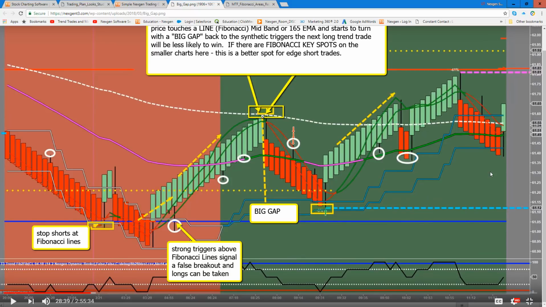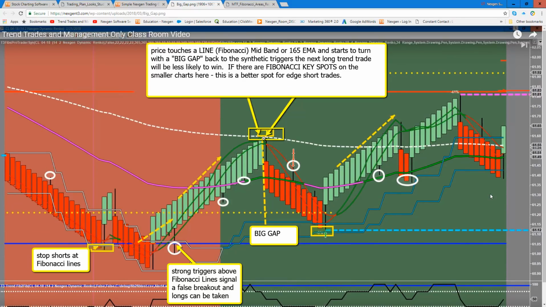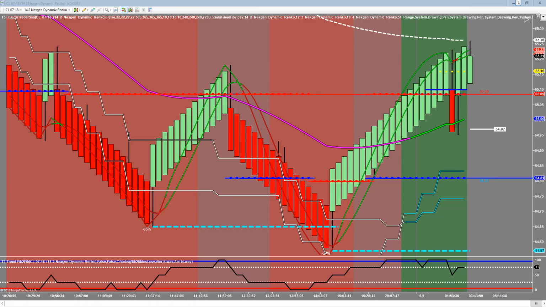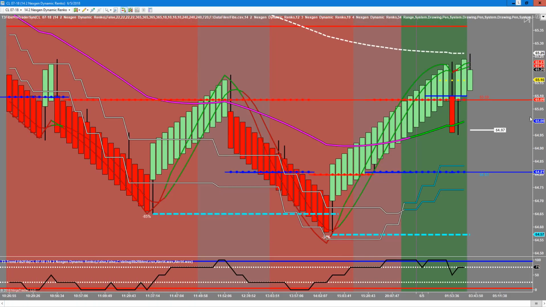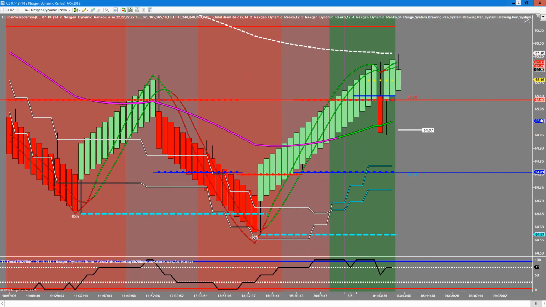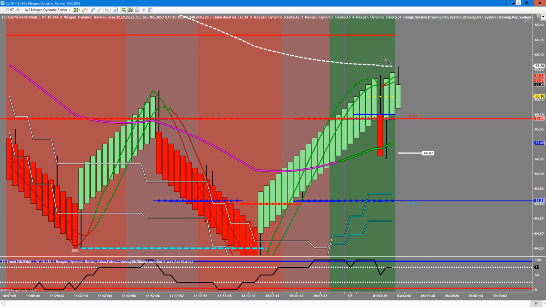whenever an area gets hit, such as 165 EMA, and we've got a big gap back to our triggers, this is one of the examples of today, we can quit doing trend trades long on the big chart and, again, wait for reactions. And I think one of the biggest things, and this is some footage from this morning, but you'll see this is a situation on our 14-2 chart where we have a 165 EMA and very easy to see that we have a very large gap back to our synthetic triggers.